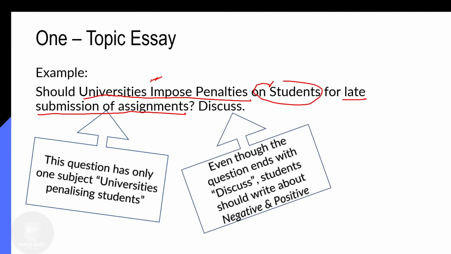And when you write, don't be worried about the word discuss. It is actually asking you to discuss both of the sides in a sense. So we have already decided that we're going to write about negative in one paragraph and positive in one paragraph. So basically, what we're going to do is write about why imposing penalties on students can have a negative impact and why imposing penalties on students can have a positive impact. This is the example of a one topic essay.